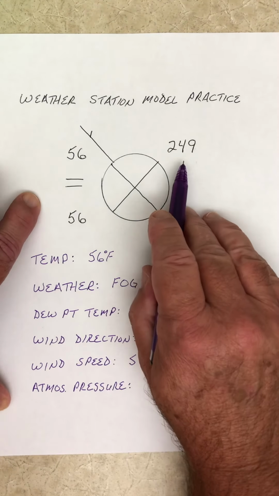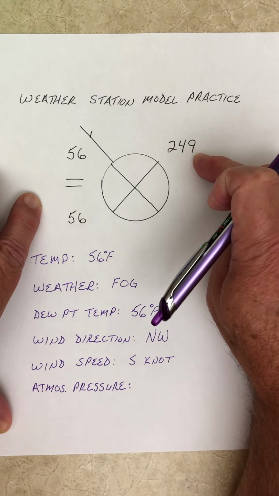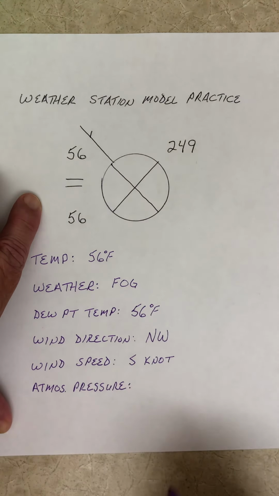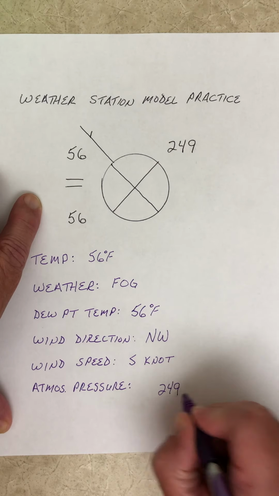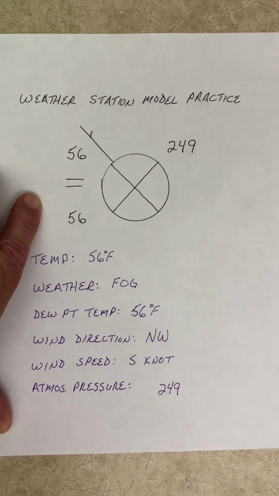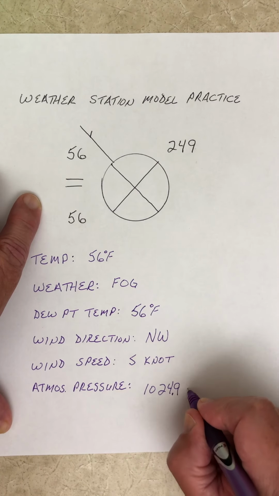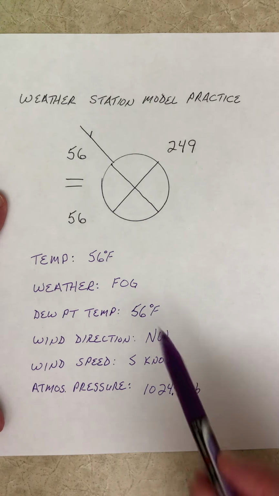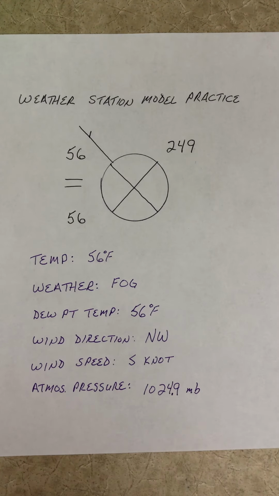And our atmospheric pressure, now it's in shorthand, and we have to convert it back to longhand. So 249 is our pressure in shorthand. 249 is between 000 and 500, so we put a 10 in front of it, and we add a decimal point, and the units for that are in millibars. So there's interpreting the weather observations based on the weather station model.